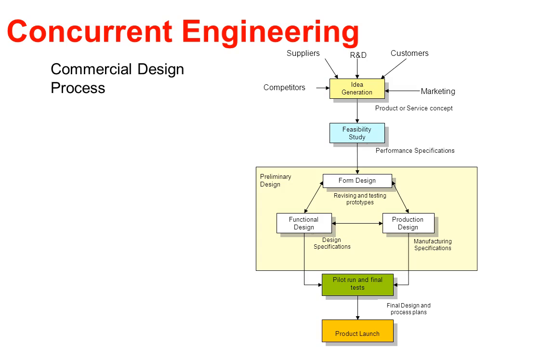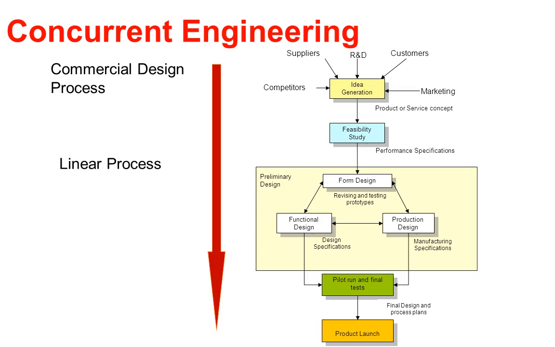And revising and testing of the prototypes are done. Functional design gives the design specifications. Form design revises and tests the prototypes. Production design gives us the manufacturing specifications. And then pilot run and final tests are made on the prototype. Final design and process plans are made and finally the product is launched in the market. And this is a linear process.